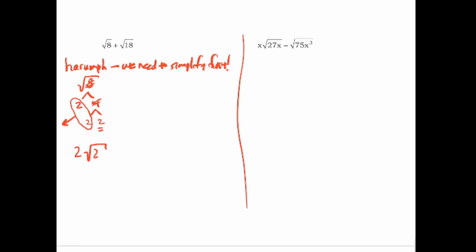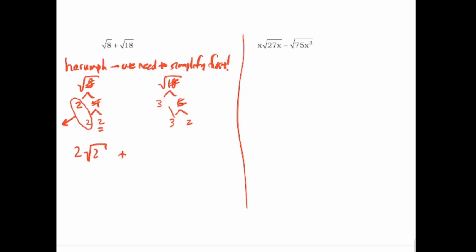Then we've got this plus this radical 18. Let's play with that one first, tree method. You could tree it however you want. You can go 2 times 9, you can go 3 times 6. I'm going to go 3 times 6 just because. And then the 6 I can break up further as a 3 times 2. So we're looking at a 3 times a 3 times a 2. Remember, that's called the prime factorization of the 18 because we broke it down into all its prime factors. 3 times 3 times 2.